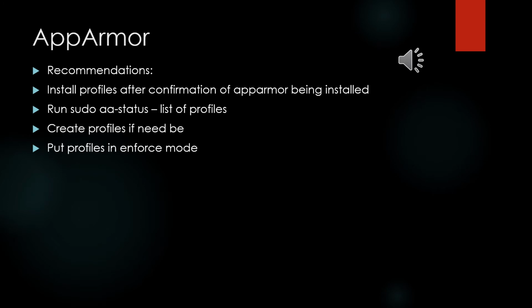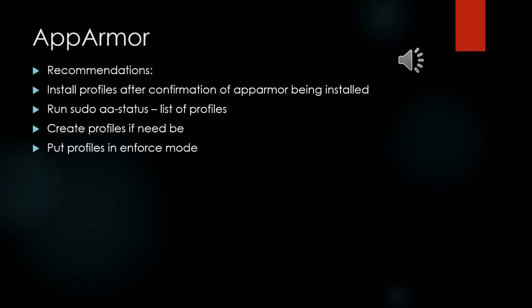AppArmor is another form of security that can be used in the terminal for Linux Ubuntu 20.04 LTS. This is a name-based mandatory access control which uses profiles in order to control the security for Linux. Before you go about using AppArmor, you want to make sure that it's actually installed on the server you use. To do that, you have to run commands using your sudo.